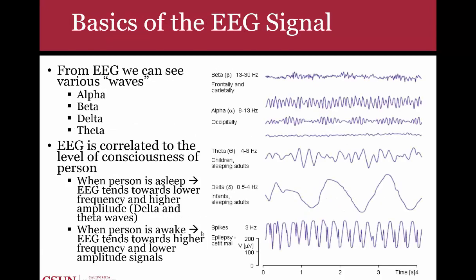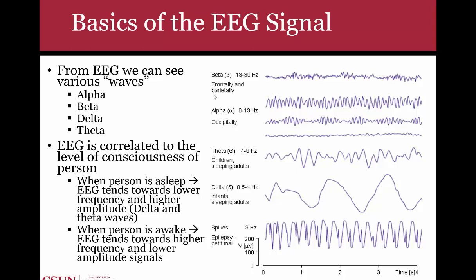Okay, so here are some basic characteristics of an EEG wave. You can basically break them down to alpha, beta, delta, and theta waves. They all have different frequency ranges, and they're all present at different states of awakeness or consciousness in a person. So for instance, beta waves are higher frequency, from about 13 to 30 hertz.